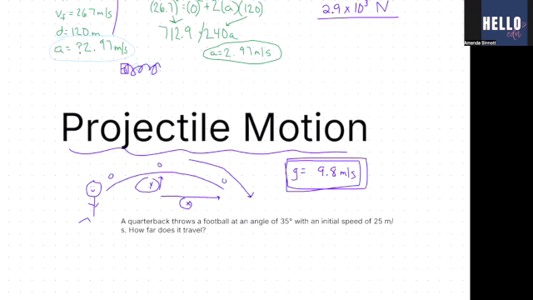So let's ask our questions we always ask. So what are we trying to find in this question? Is the distance. How far does it travel? What direction is distance? That would be horizontal. So we know we'll initially need to find that horizontal velocity. But projectile motion is going to require us to break the velocity into two parts, the X and the Y. So that is something that we will cover in our next video.